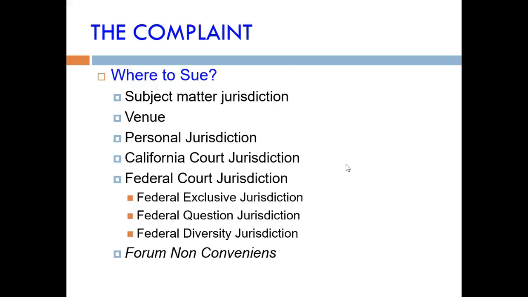But it's also true that we could have a case that happened in California that perhaps could be filed in California state courts because it happened in California. Could also be filed in federal courts if certain things are true.